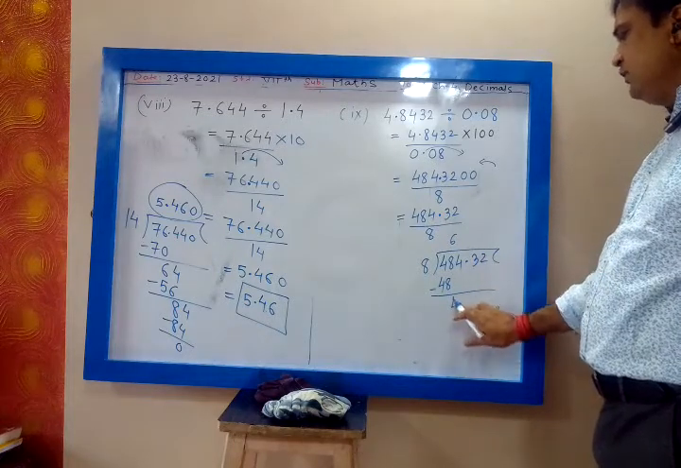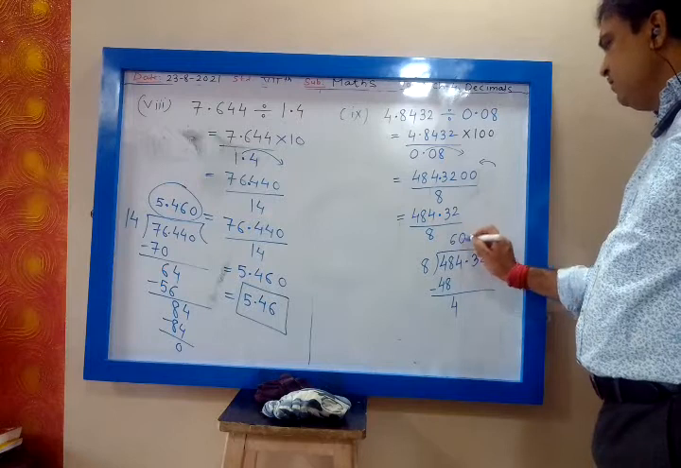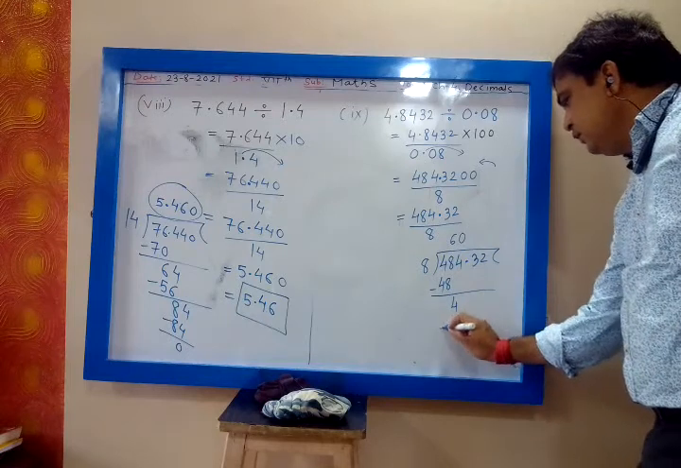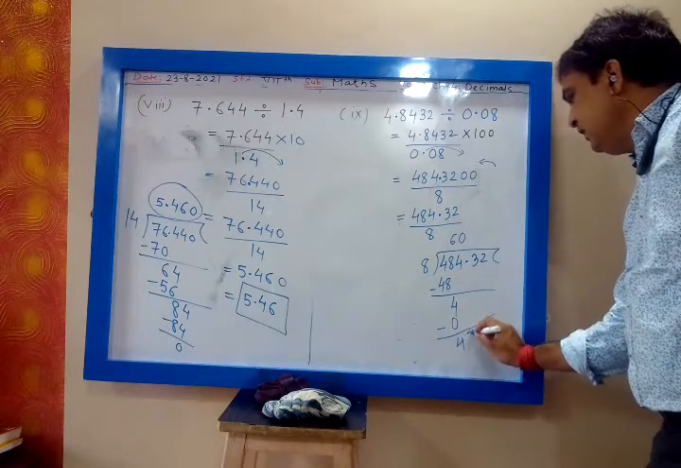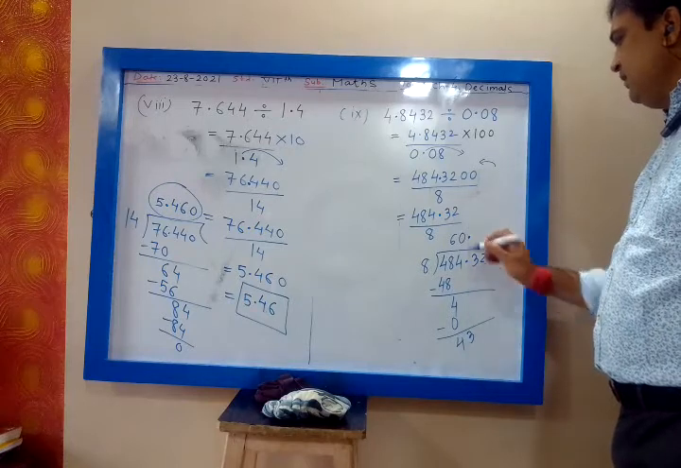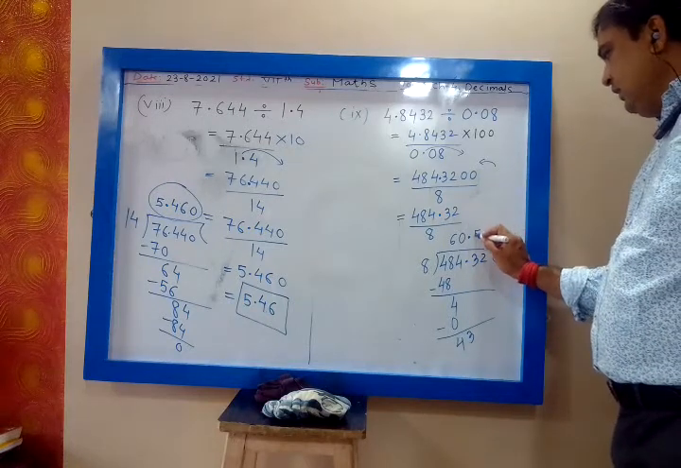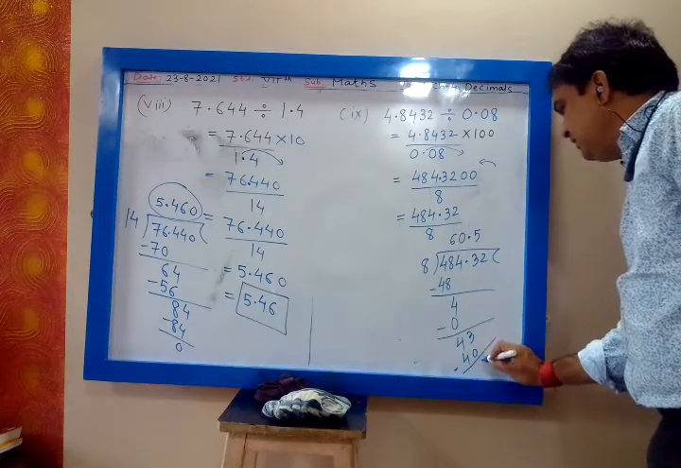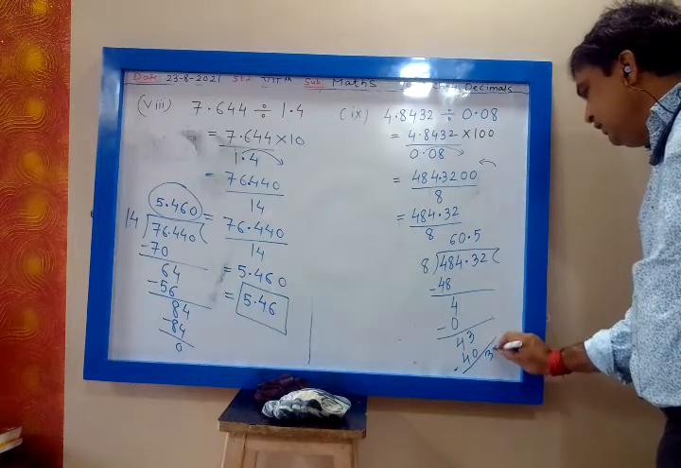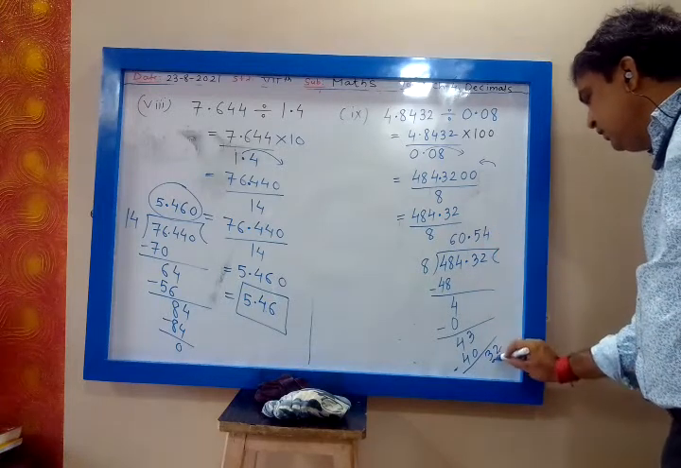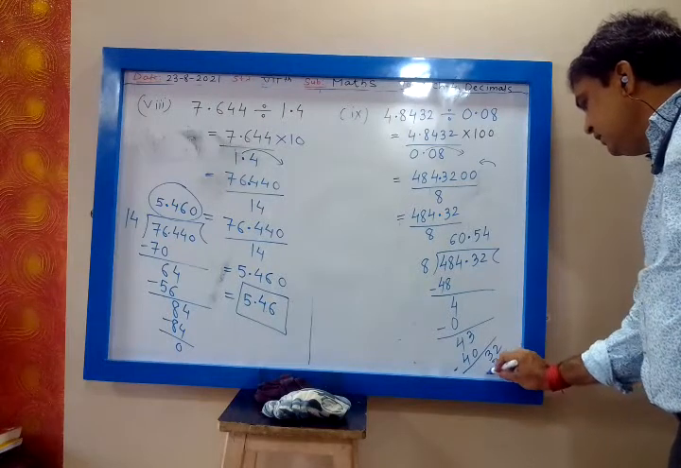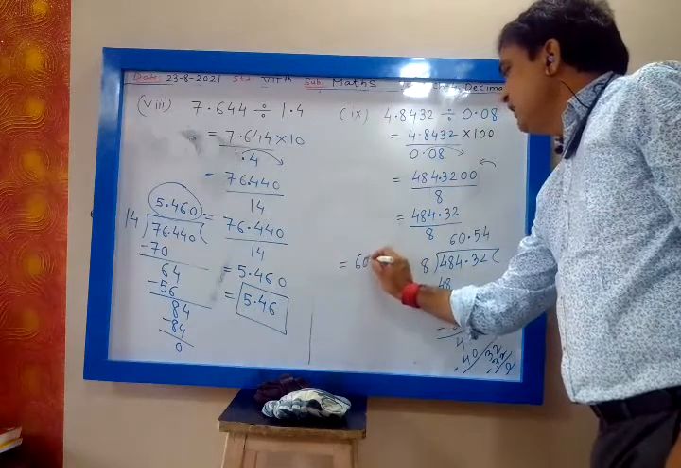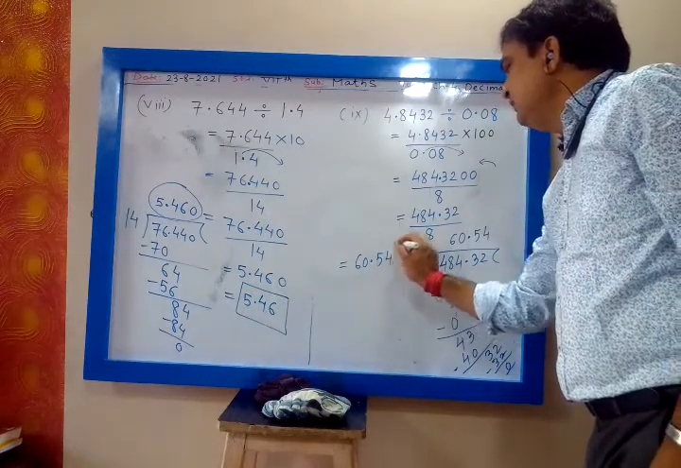Now 4 is smaller than 8, so 1 0 will come, then 3 is carried, 8 0s are 0, 4 minus 0 is 4, then 43, then the decimal is there. 8 5s are 40, then 3, 32. 8 4s are 32, 32 minus 32 is 0. So the answer is 60.54. Ask the doubt, my dear.